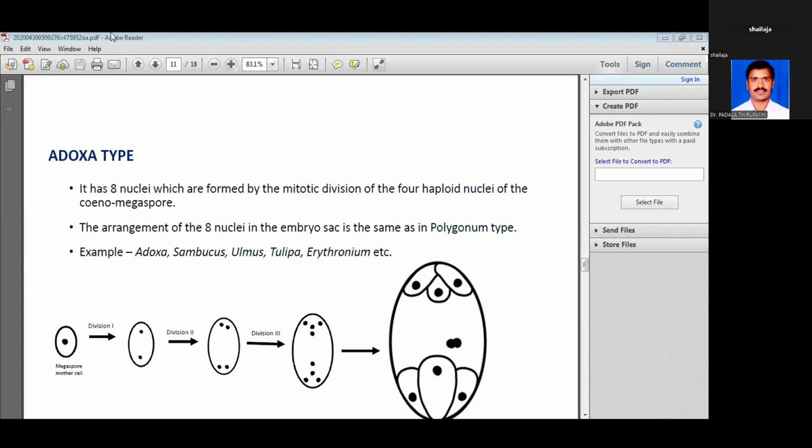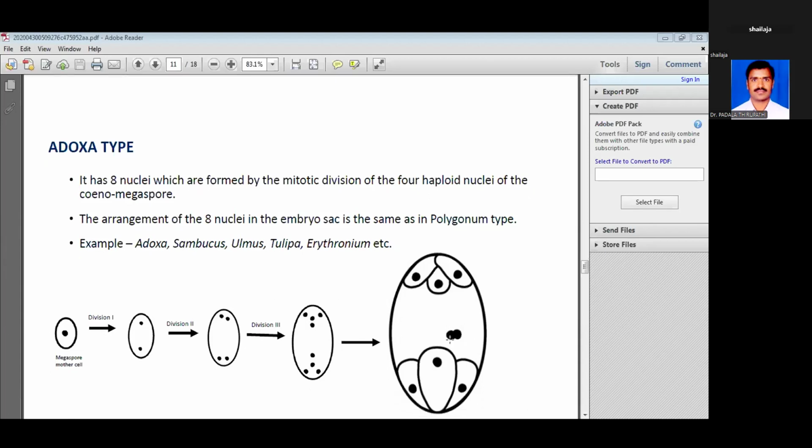Okay, Adoxa type. 8 nucleate embryo sacs are of 3 types: Adoxa, Plumbago and Fritillaria. See here, in Adoxa, 8 nuclei are formed by the mitotic division of the 4 haploid nuclei of the coenomegaspore. This is meiosis 1, this is meiosis 2. After that 4 haploid nuclei are formed. Then after the first mitotic division, 8 nuclei are formed. The arrangement of the 8 nuclei in the embryo sac is the same as in the Polygonum type.